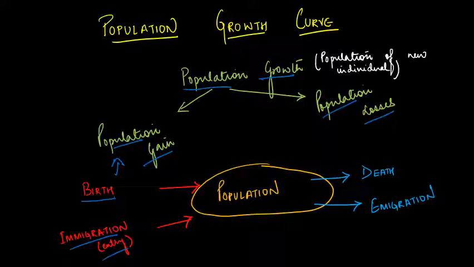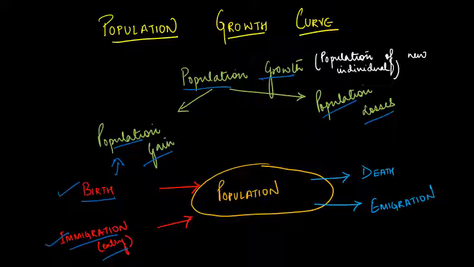Immigration is basically the entry of an individual from another region into a specific region. So that's what we call immigration. To increase the population, we need to focus on birth. We need to increase it by giving birth or by immigration.